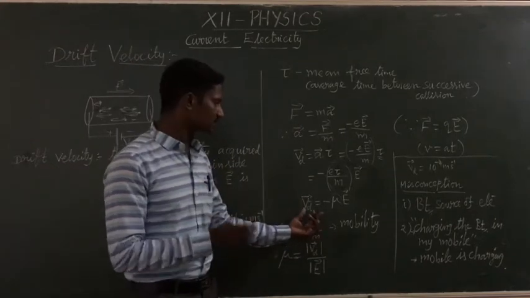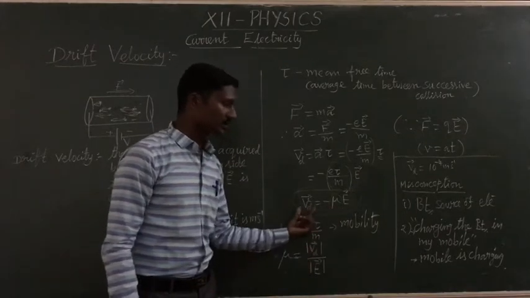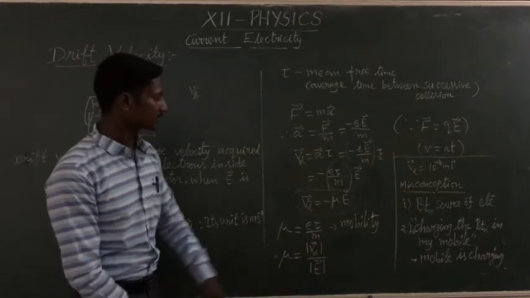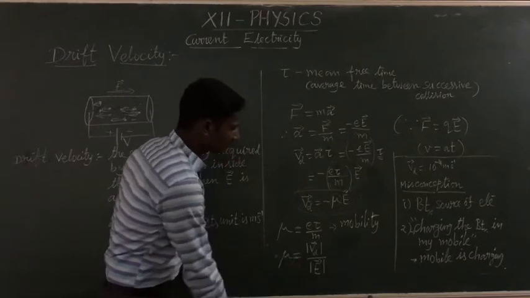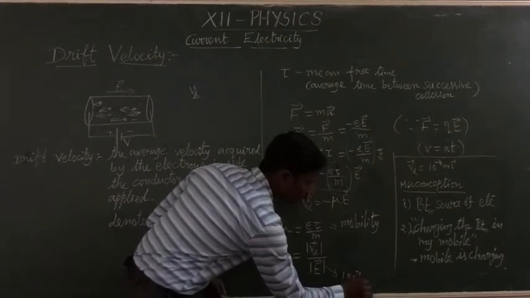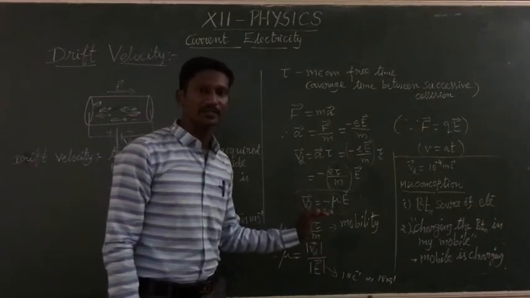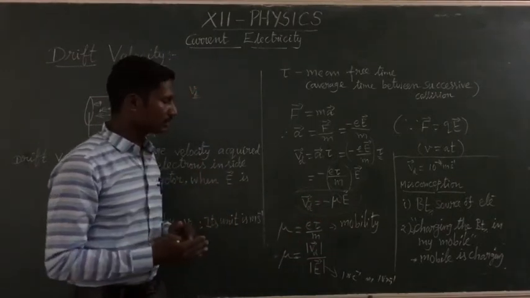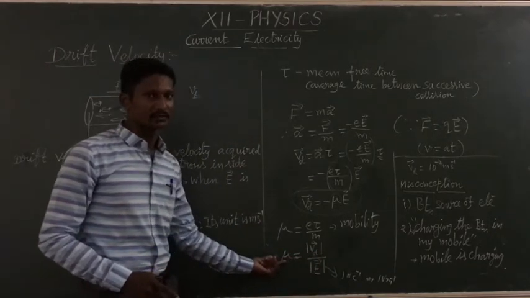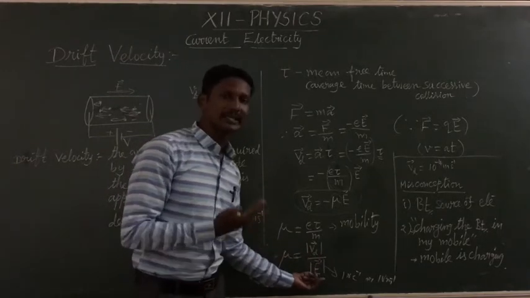The definition of mobility is given by this expression. So mu is equal to the modulus of drift velocity by the modulus of electric field, we take the magnitude only. So mu is equal to the drift velocity if the electric field is one unit electric field, that is 1 Newton per coulomb or 1 volt per meter. So both are the same. The unit of electric field is Newton per coulomb or volt per meter. So if the electric field is unit electric field, the drift velocity is equal to mobility, isn't it? So mobility is defined as the drift velocity per unit electric field.